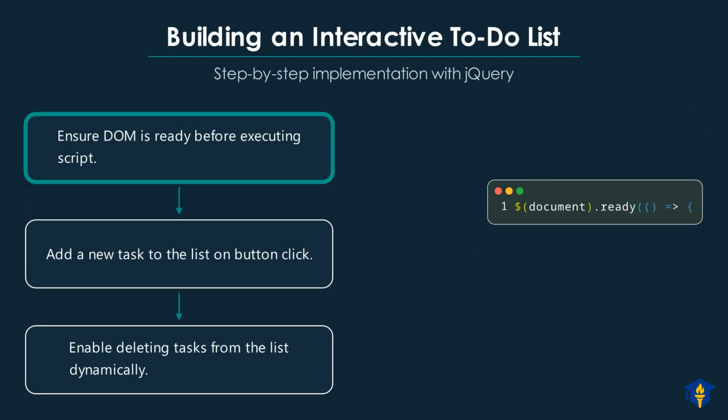First, ensure the document object model is fully ready before executing any JavaScript code. This code uses jQuery's document.ready function to ensure the DOM is completely loaded.